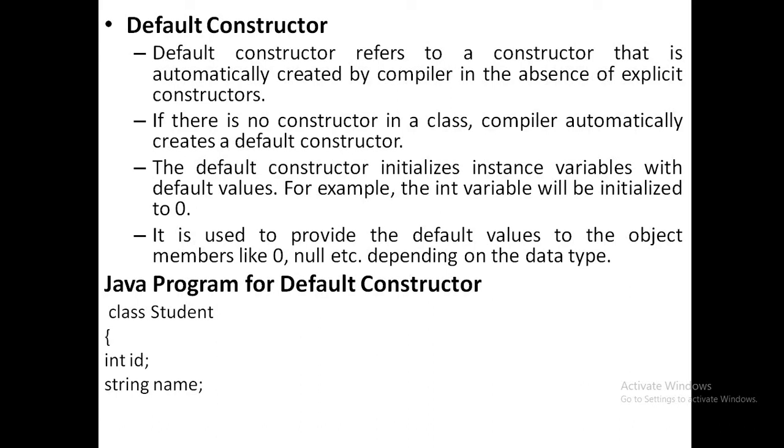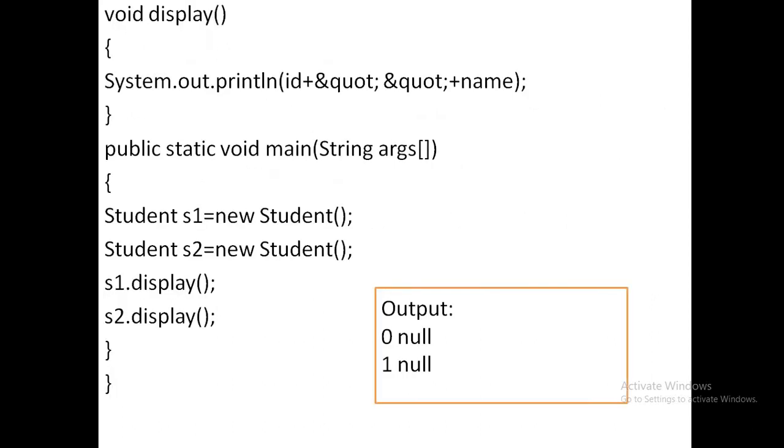Java program for default constructor. Here a class Student is created. It has two variables, id and name, where id is an integer variable and name is a string variable. Then a function display is called to print the values of id and name, and here the ampersand code represents a double quote space in the print.